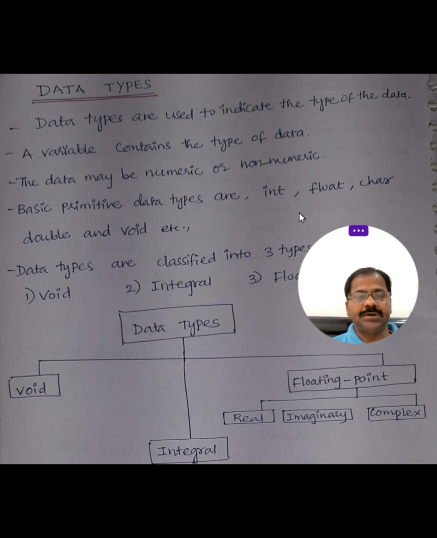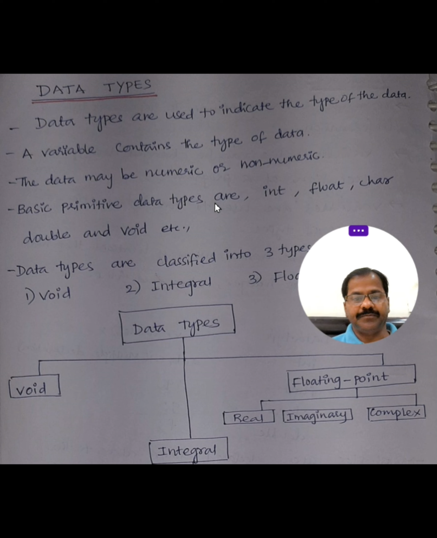Our topic is data types in C language. Here, data types represent the type of the data. A variable contains the type of the data. For example, if we say int a, then a is the variable identifier, and that variable will be indicated with the data type. Which type? Integer data type, int a, that is the int data type.